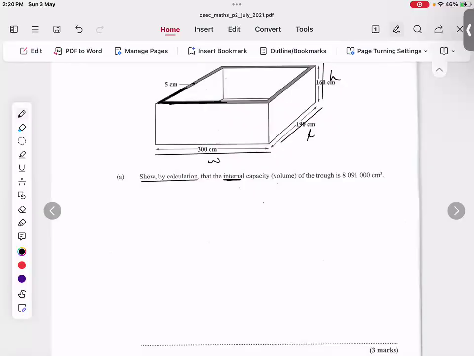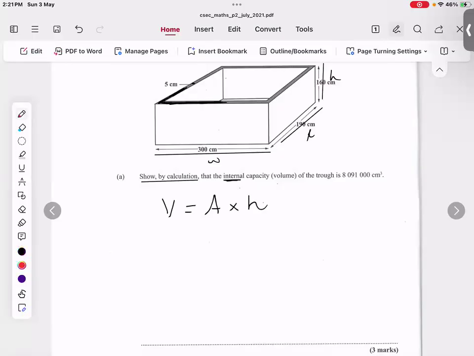8,091,000. Yeah, that's it. So 8,091,000 cubic centimeters. So firstly, people, volume is equal to area times height. So the first thing. All right, so volume is equal to area times height.